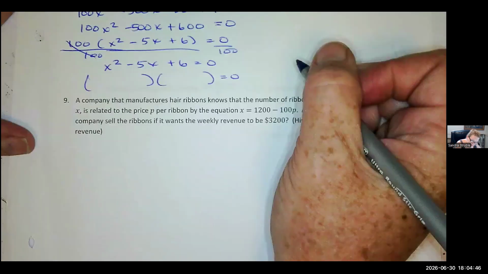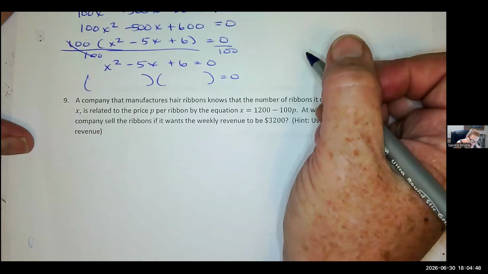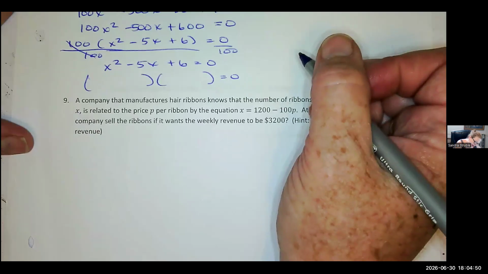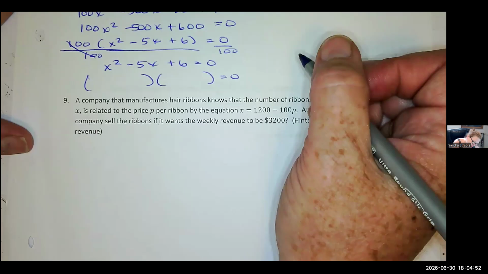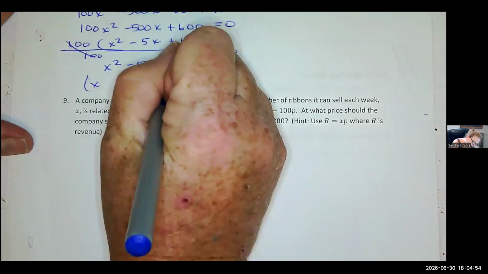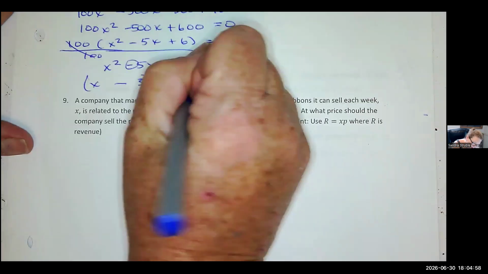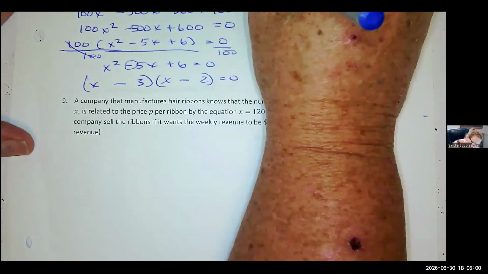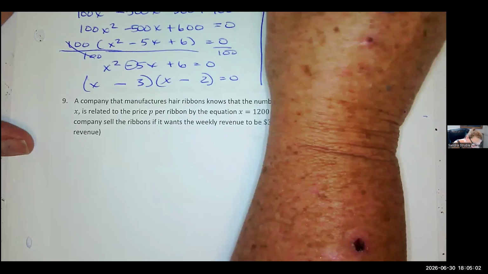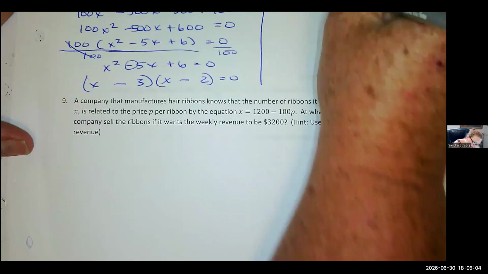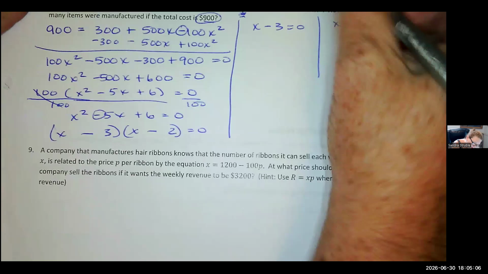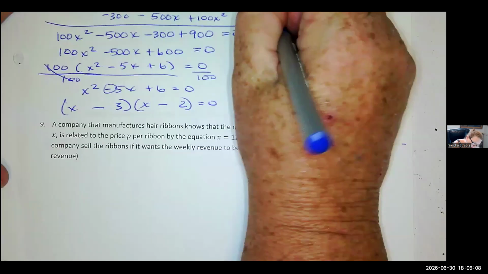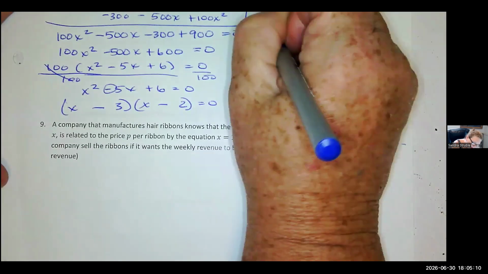The two numbers that multiply to give you 6 are 1 and 6, and 3 and 2. The only ones that add up to 5 are 3 and 2. Since the negative is only in the middle, they're both negative. We need to set each of these equal to 0 and solve. Add 3 to both sides. X is equal to 3. Add 2 to both sides. X is equal to 2.